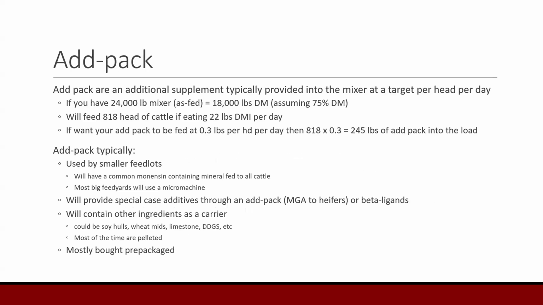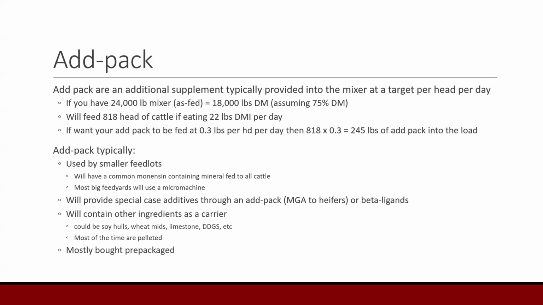Okay, ad packs. So ad packs are an additional supplement that people will buy when they don't have the micro machine or they're a small feedlot. These ad packs will contain their type B medicated feed. They will contain whatever active ingredient you're trying to carry, and then they'll be diluted out using some kind of carrier. Could be distillers grains, soy hulls, whatever.